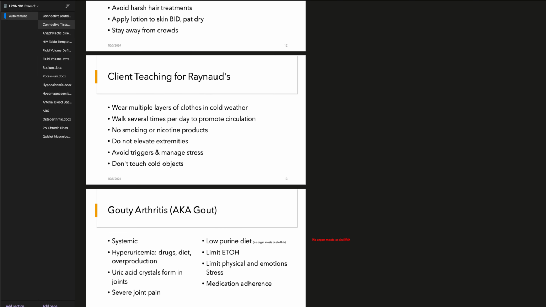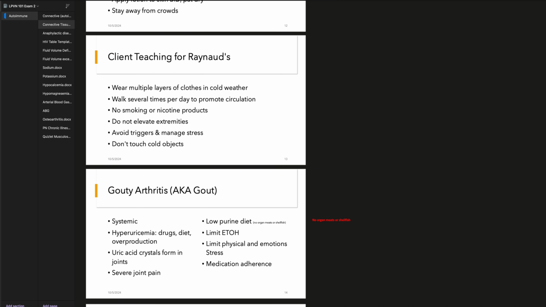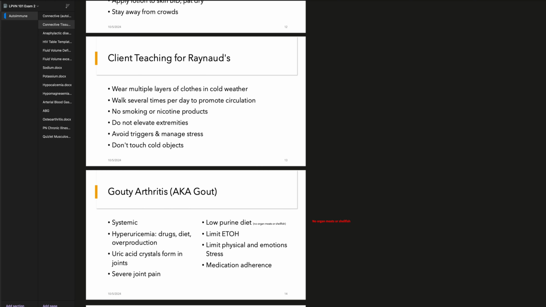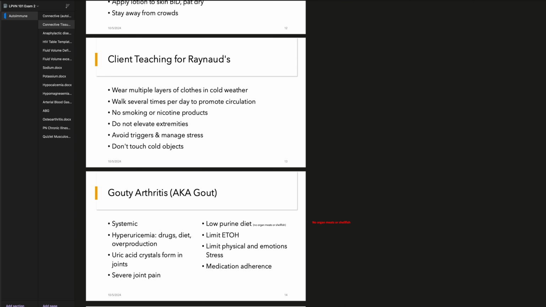All right, the next thing is gout. Now, the difference between gout and some of the other diseases that affect the joints: gout typically only affects the big toe joint. Okay, so it's a systemic disease. What happens is that the patient experiences hyperuricemia. So these uric acids get into the joint and cause severe joint pain. So they need to be on a low purine diet.